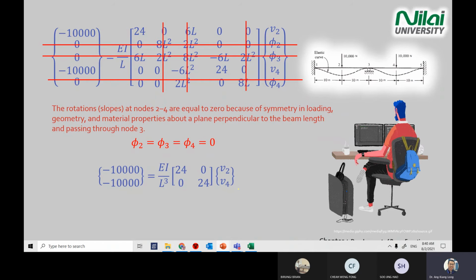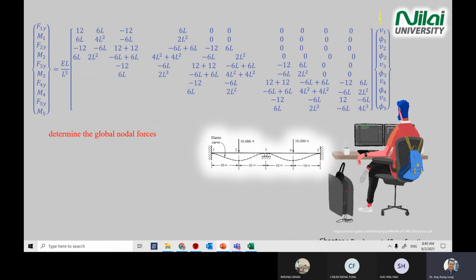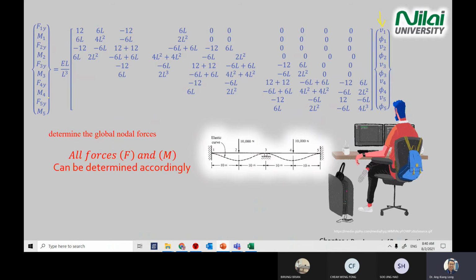So you solve for this one. Then you get V2 and V4. Once you get V2 and V4, you already have all the parameters in your D, right? You have solved all this already. Then you go back to the general global matrix, F equals K D times the matrix here. You solve for the 10 missing information on the F component here. Okay, you solve for all the F and M.